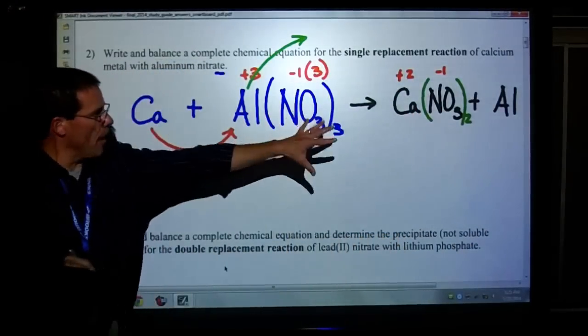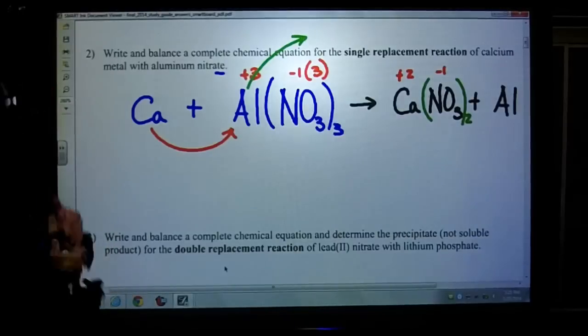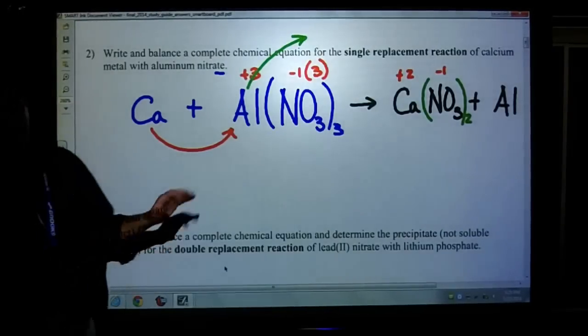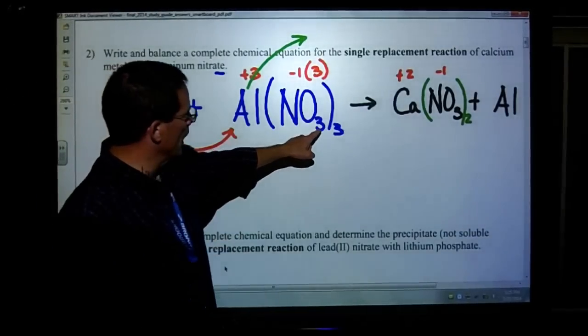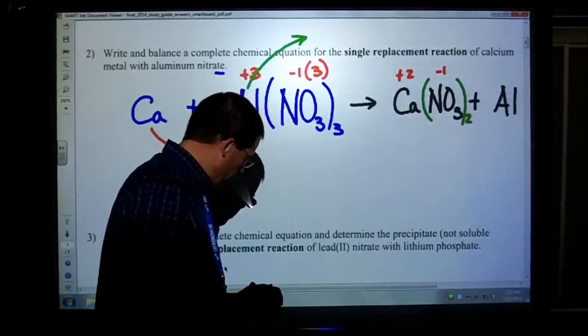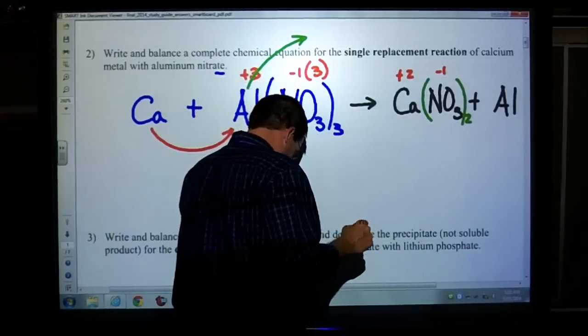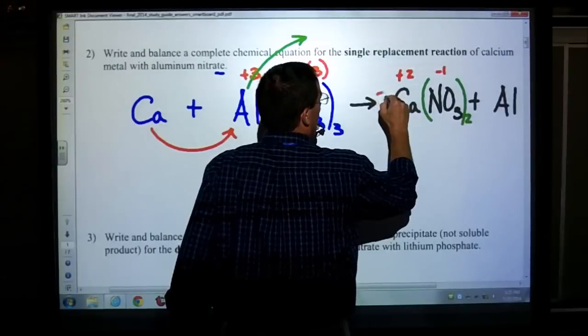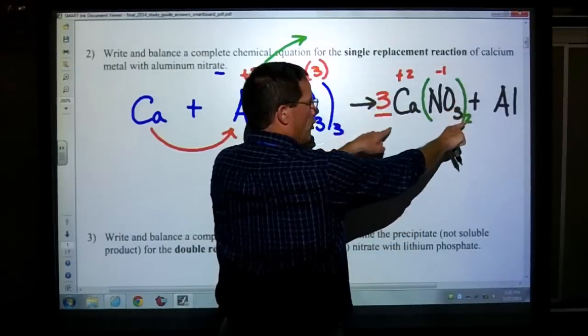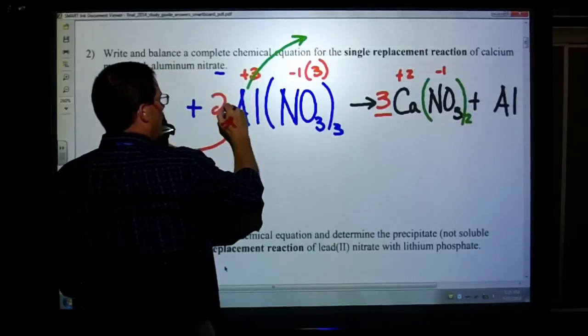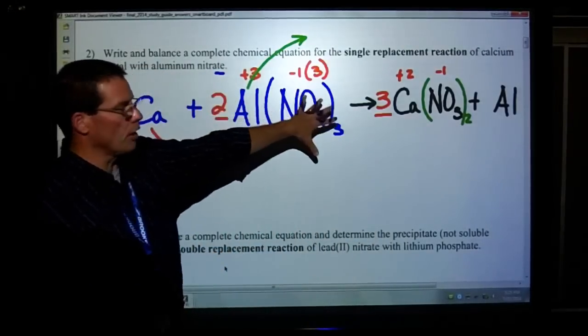So now that we have that balanced, we know the reaction takes place, let's balance the number of atoms. Start with the nitrates. I have 3 nitrates here, 2 here. So that means that I need to use a different color. So let's go with red. So that means I need a 3 there. So I have 6 nitrates here, so I need to get a 2 there. So my nitrates are balanced.